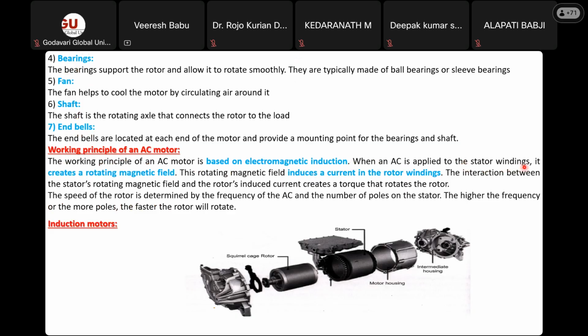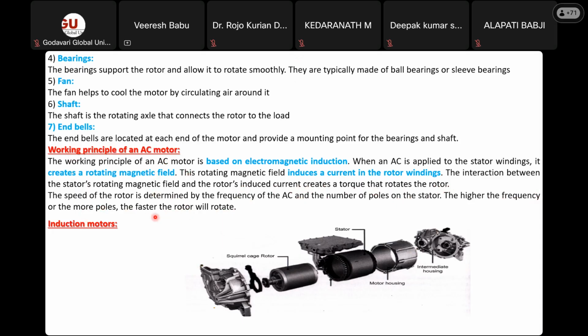When AC is applied to the stator windings, it creates a rotating magnetic field. This rotating magnetic field induces a current in the rotor winding. The interaction between the stator's rotating magnetic field and the rotor's induced current creates a torque that rotates the rotor. The speed of the rotor is determined by the frequency of the AC given to the stator and the number of poles of the stator. The higher the frequency or the more poles, the faster the rotor will rotate. This is about the principle of the AC motor.